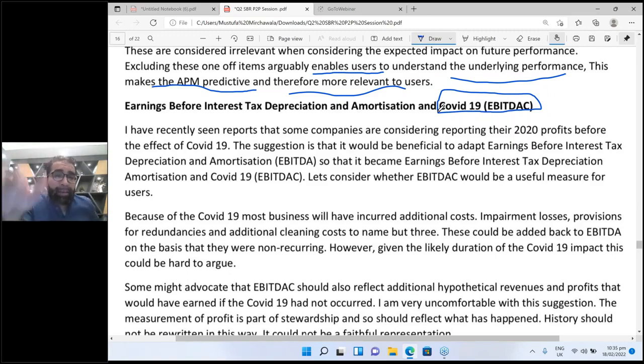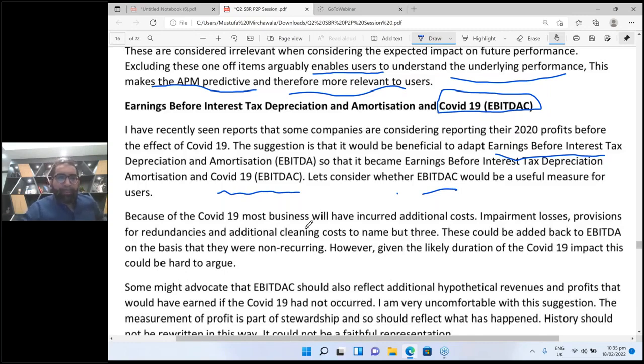So definitely there are companies using this APM as well. I've recently seen reports that some companies are considering reporting their 2020 profits before the effect of COVID-19. Not difficult, it's easy, you know now. The suggestion is that it would be beneficial to adapt earnings before interest, tax, depreciation, and amortization, so that it becomes earnings before tax, depreciation, amortization, and COVID-19. Let's consider whether this EBITDA would be a useful measure for users or not.